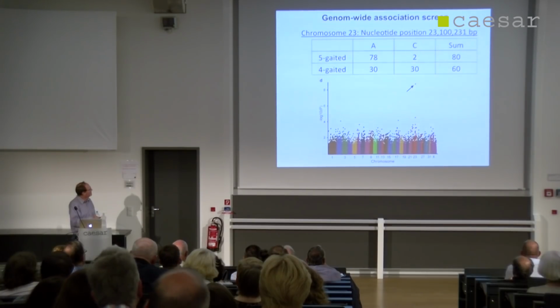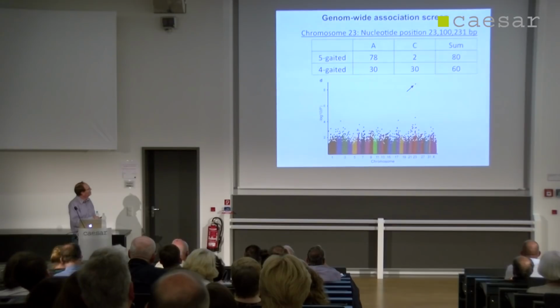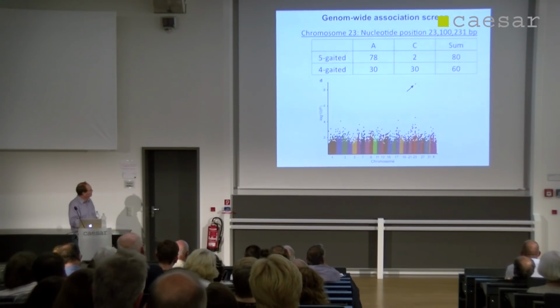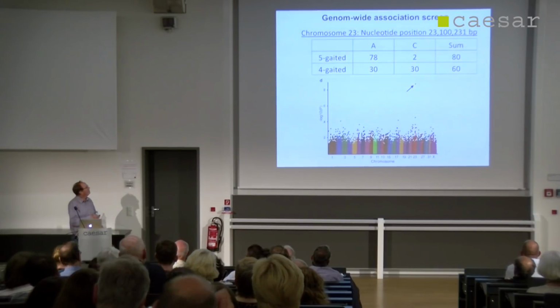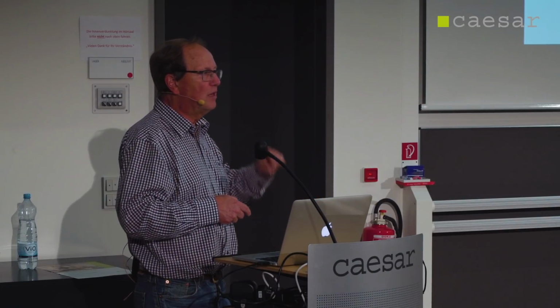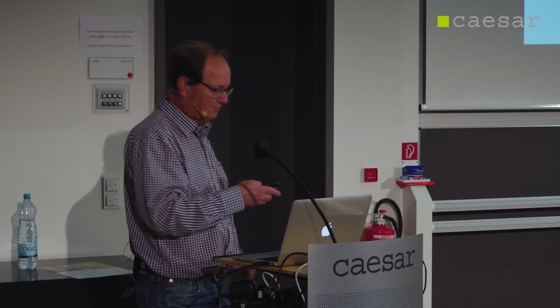So this is the likelihood to get this observation. So what you see here is all noise. These are the 50,000 markers, where every dot is one marker. But you see this marker tells us that in the vicinity of this position, there must be a genetic change which is critical for being five-gaited or four-gaited.